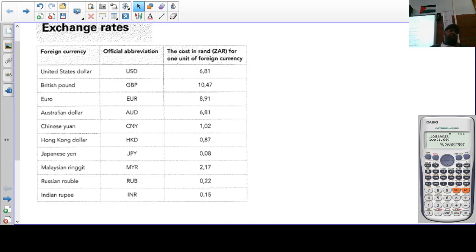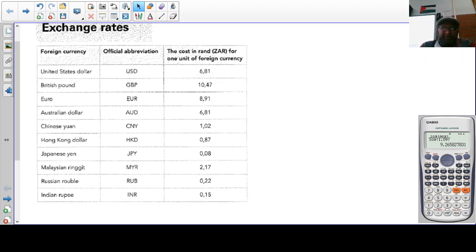Okay, the day before yesterday, we spoke about factors that influence your inflation, you remember? Okay, and the inflation also has a direct effect on exchange rates. So as your inflation goes up, the strength of your currency actually comes down.